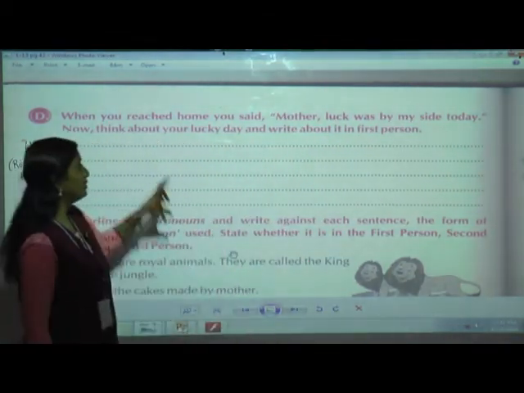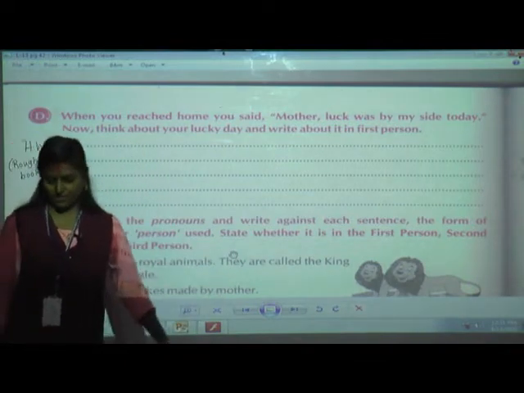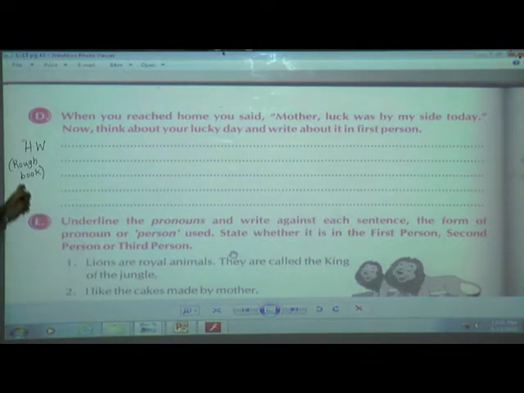Now this thing you have to write in the passage. So how are you going to write? Just write in your rough book. Try it, anyhow I'll send you the PDF. Okay, so now we'll move on to exercise E.